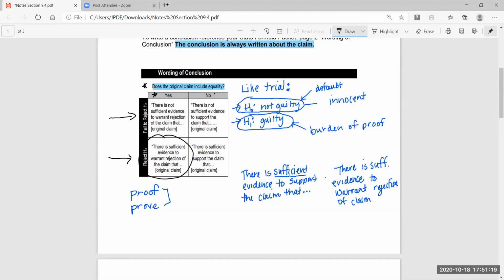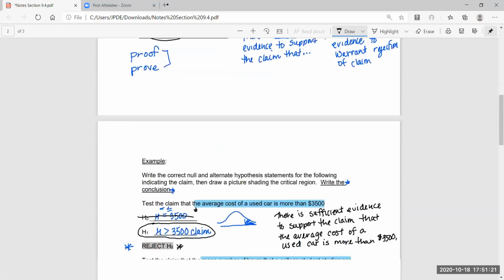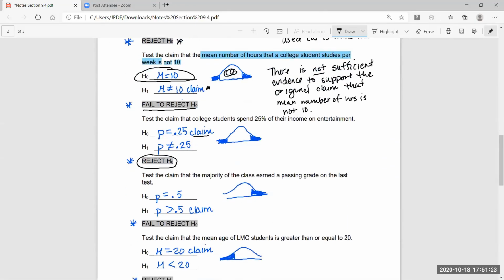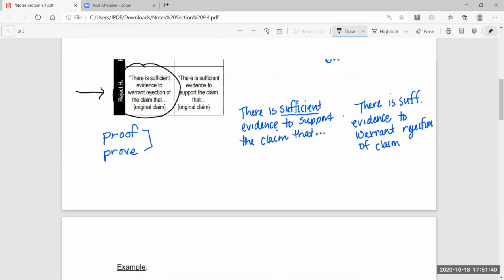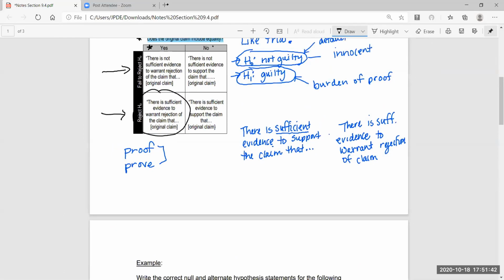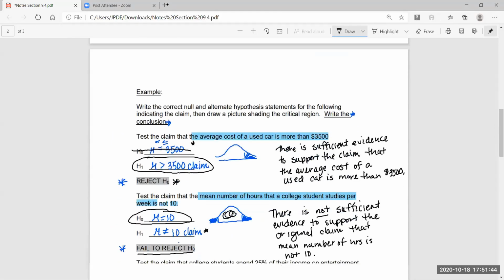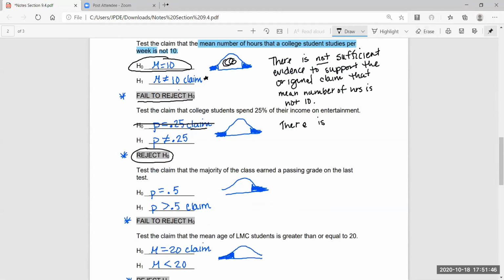There is sufficient evidence to warrant rejection of the claim. And again, if we're rejecting, we're throwing that out. When we write our conclusion, it's about our claim. So we will say there is, I want to do my wording exactly. Sometimes I'll paraphrase and it messes people up. There is sufficient evidence to warrant rejection of the claim.